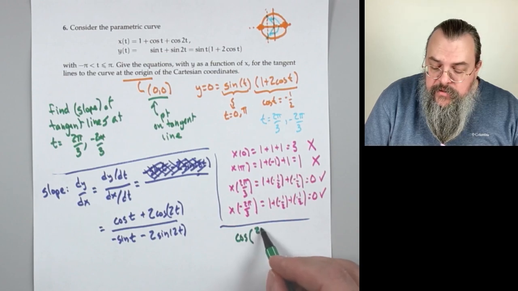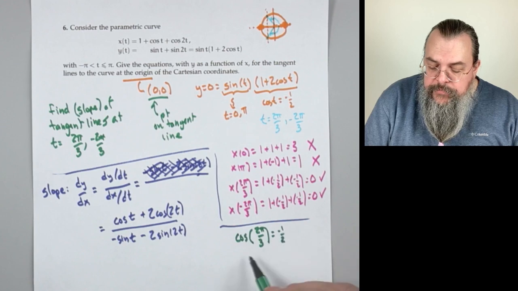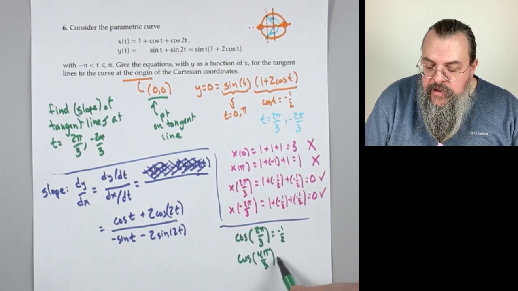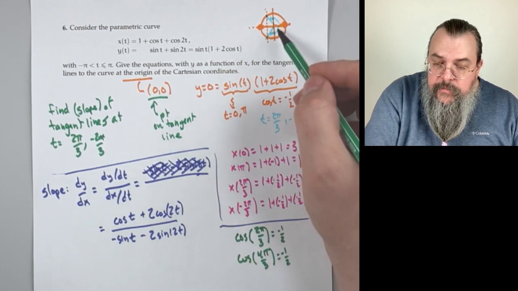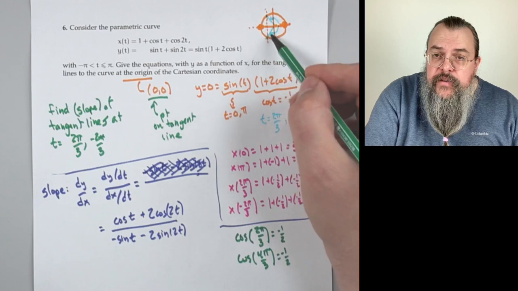So we know cosine of 2 pi over 3 is negative 1/2. Cosine of 4 pi over 3 is still negative 1/2. So if you go to the circle, 2 pi over 3 is here, 4 pi over 3 is the one down here.